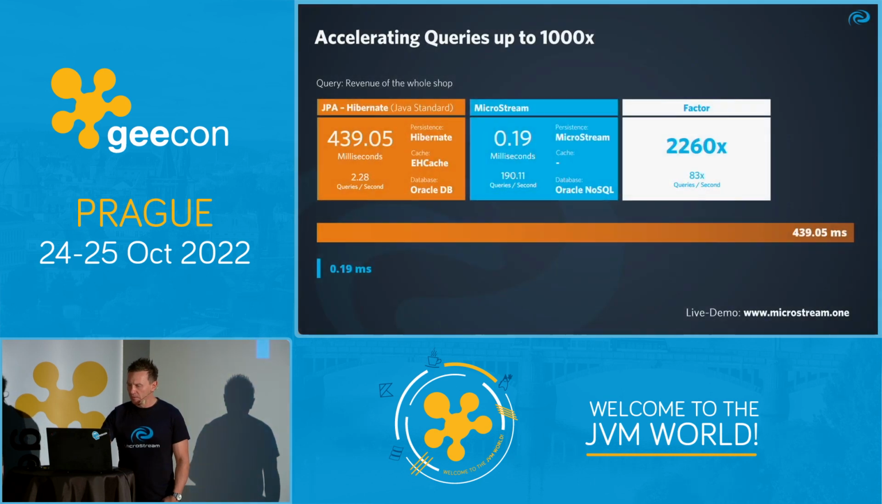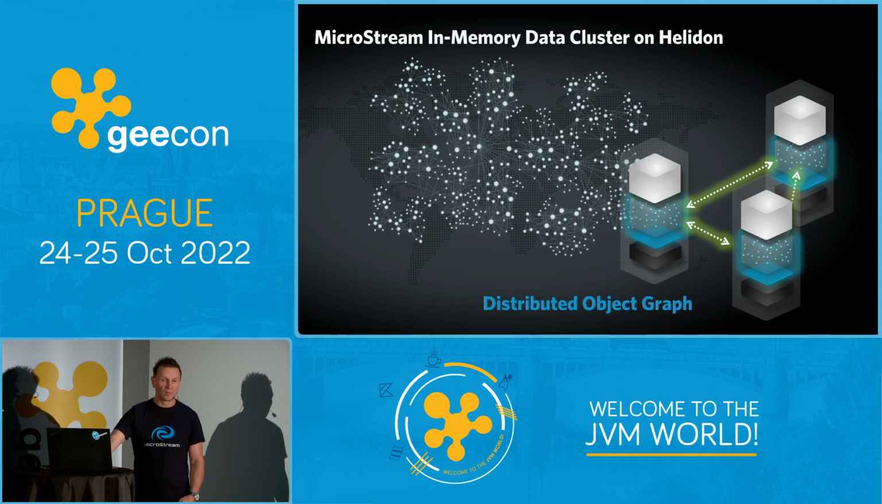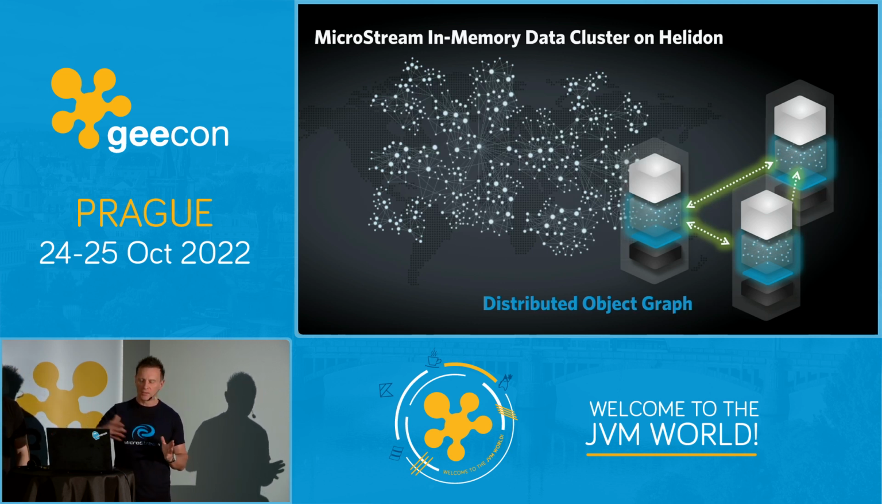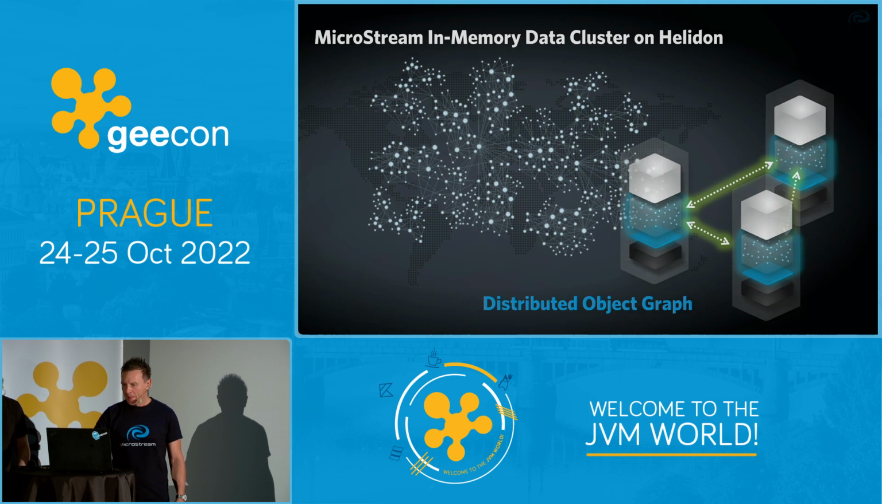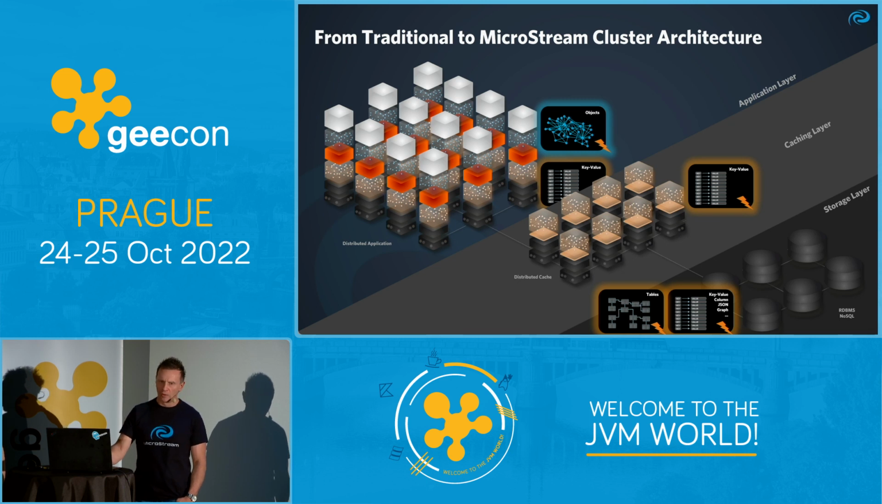We have already seen the performance demo. Now, with MicroStream, we are also able to run MicroStream on multiple machines and replicate our object graph through 100 or even more JVMs. And this is really powerful because now we are able to not only build very fast applications, but also to simplify our applications, and save a ton of CPU power and machines in the cloud.